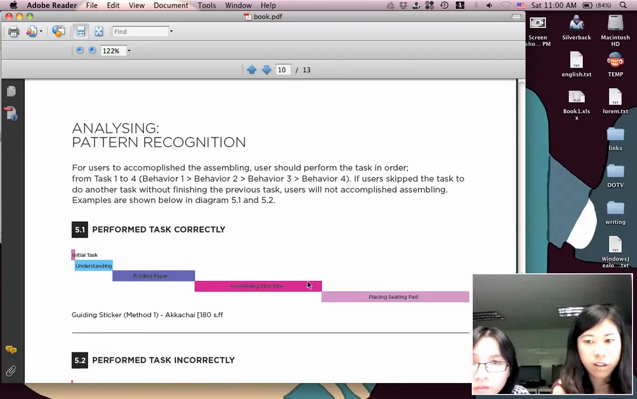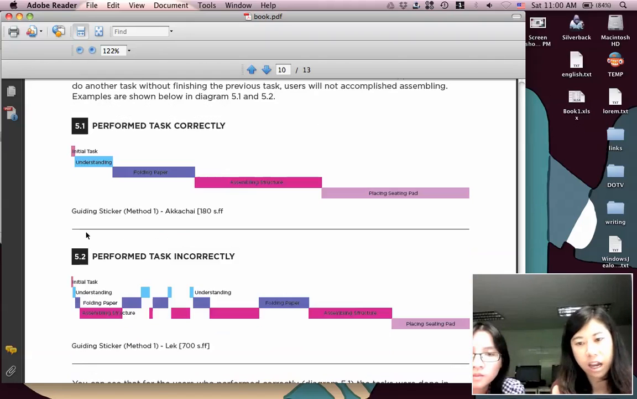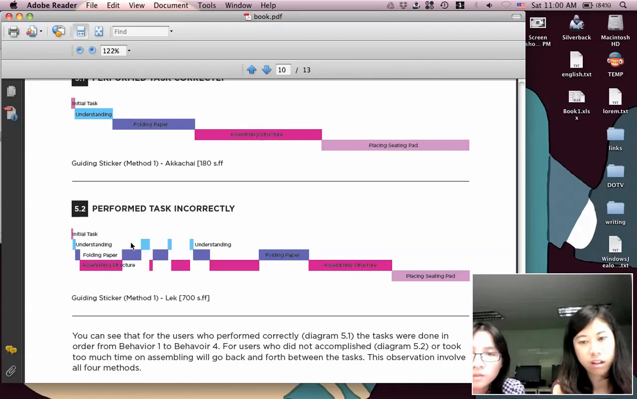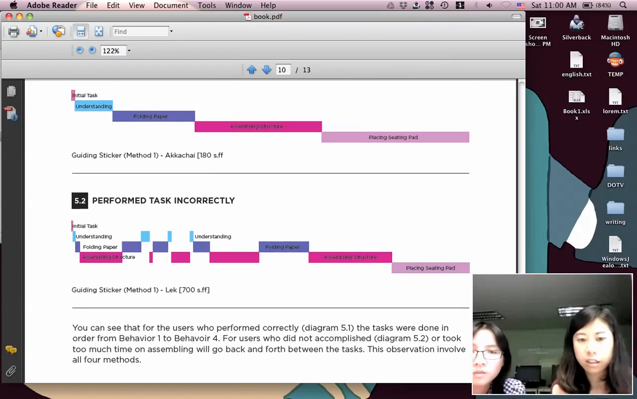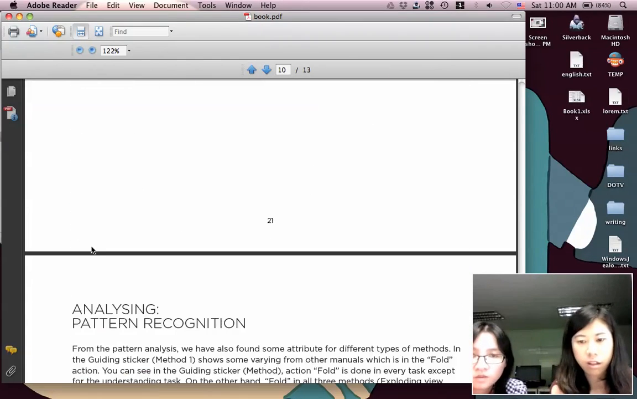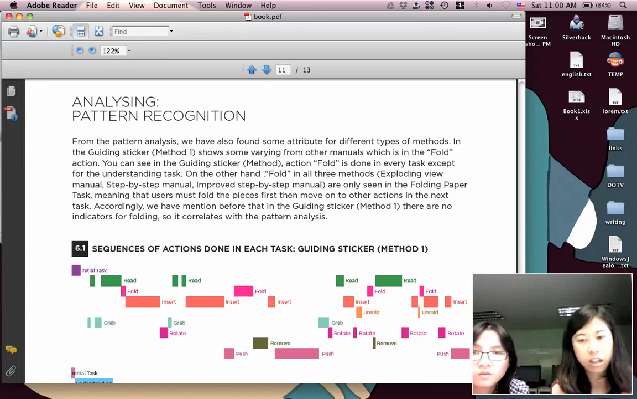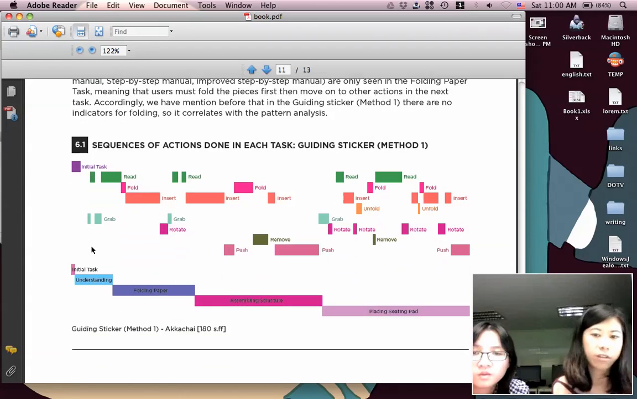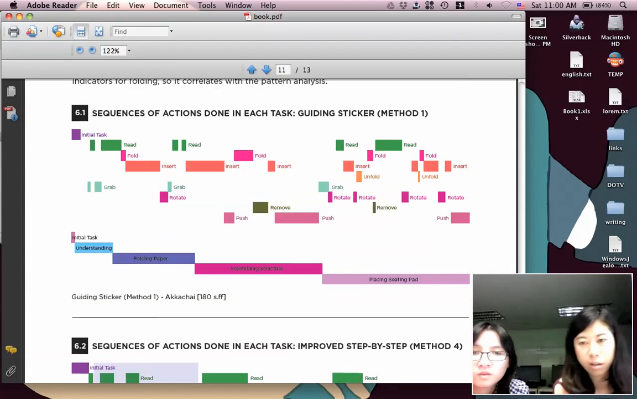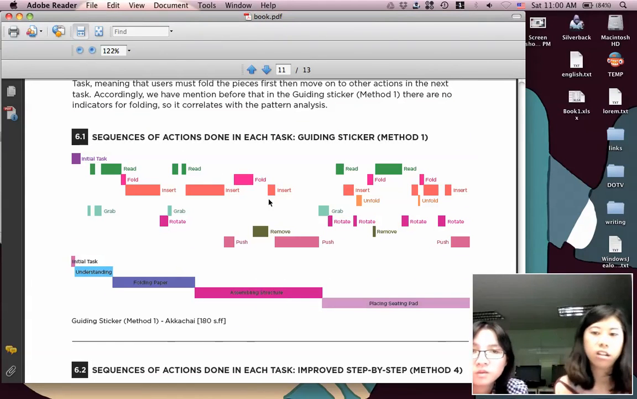Okay, so here is the pattern that you can see that they should go step by step. These are the people that performed tasks correctly, and these are the people that didn't perform correctly. And here is some analysis on the pattern recognition. We found some very clear points about the guiding sticker, method 1.